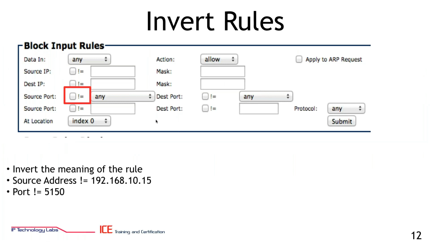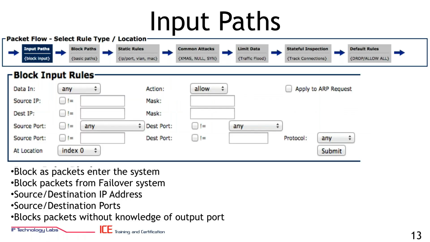We have the ability to put in an invert. So these little exclamation equal signs mean invert. So I can say source address is not equal to 192.168.10. So if I only want to allow traffic from one network to go through the tunnel, I can say anything that is not equal to this network, drop it. I can say anything that is not equal to port 5150, drop it.